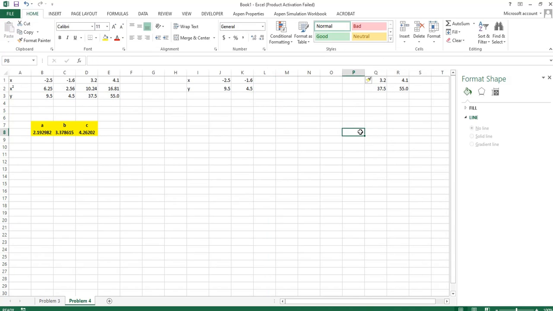Now I needed to add something from here to here. Let me just say this cell, that is P1, is equal to Q1, which is 3.2.